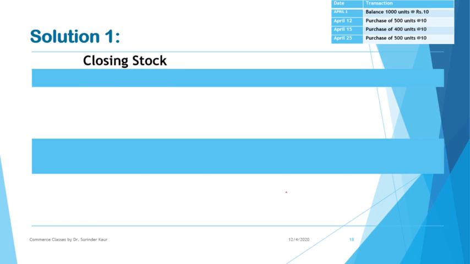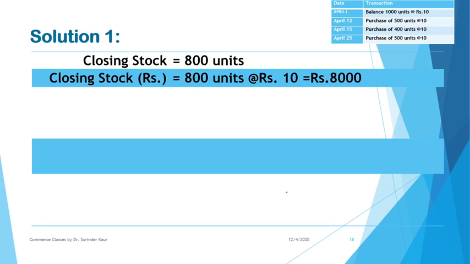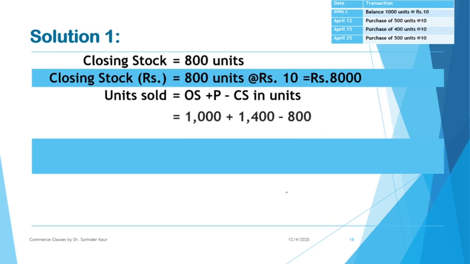So herein your closing stock is 800 units. So it will be 800 into 10 rupees, which is the cost, as it is lesser than market price. So 8,000 rupees is the value of closing stock. Now units sold will be opening stock plus purchases minus closing stock in units. That gives you 1600 units, that you can see here in the question also.